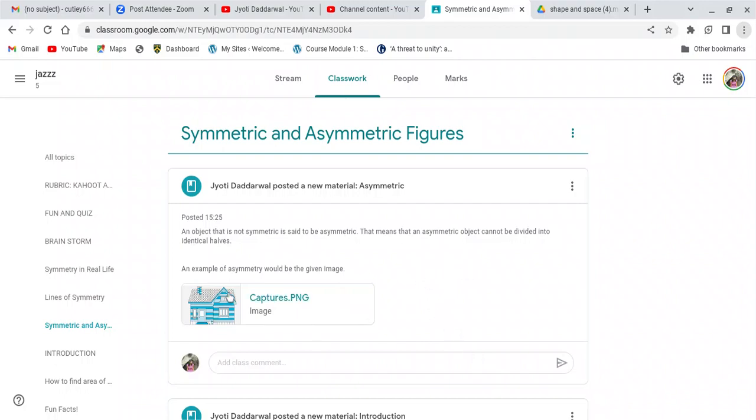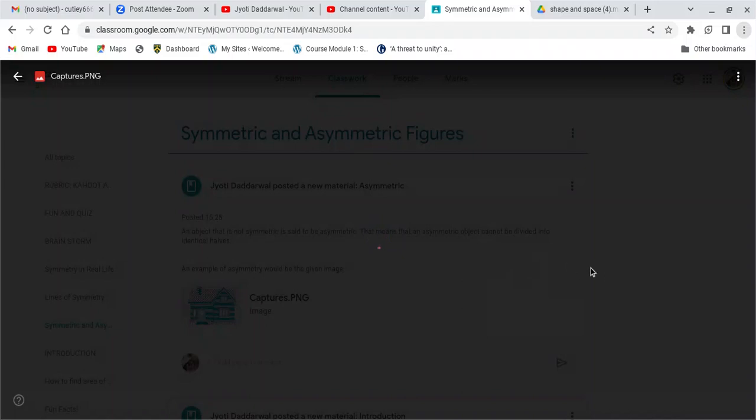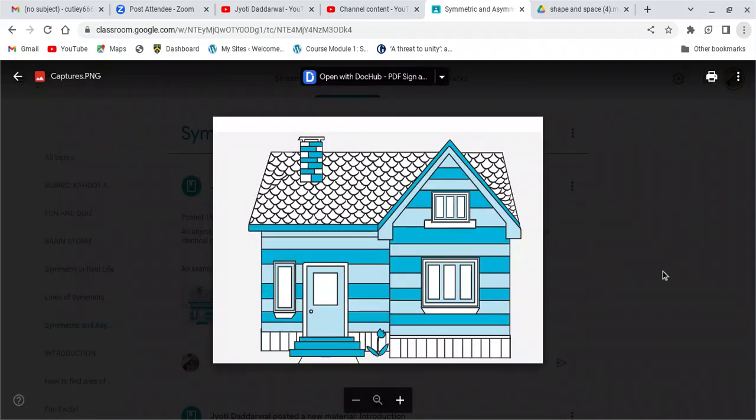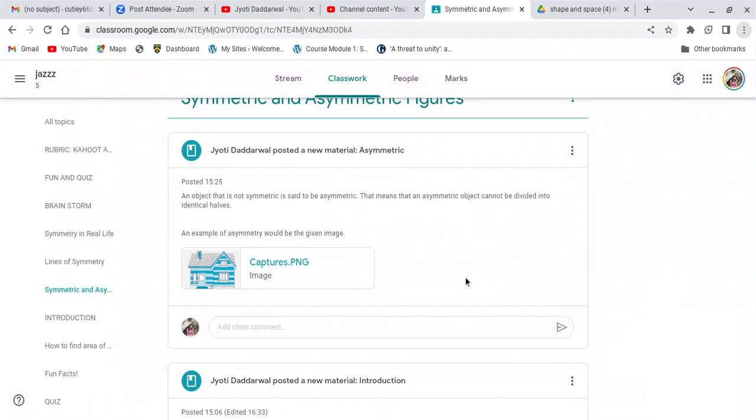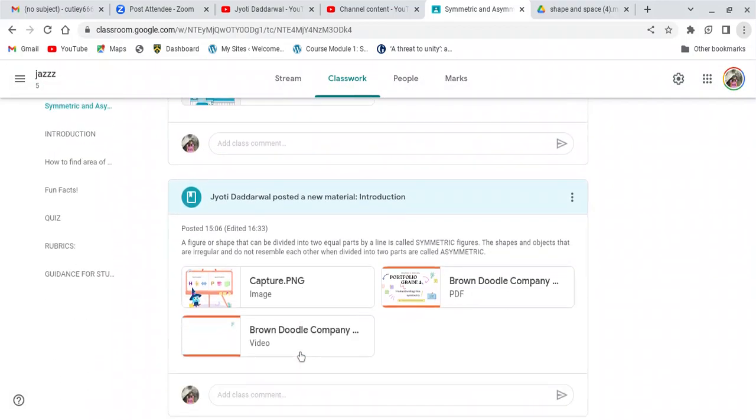So I give the example of this beautiful house, because a house is something students are very familiar with. I show them how the house figure is not symmetrical, because if we divide this house into two portions, it doesn't divide the house into equal halves. This is the reason. Then I posted some different materials to them.